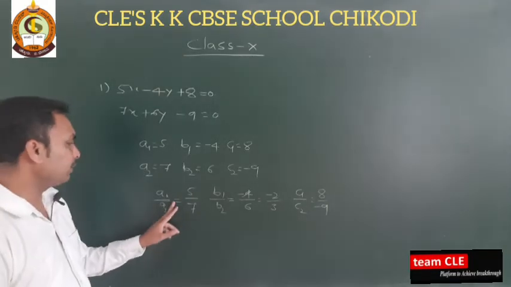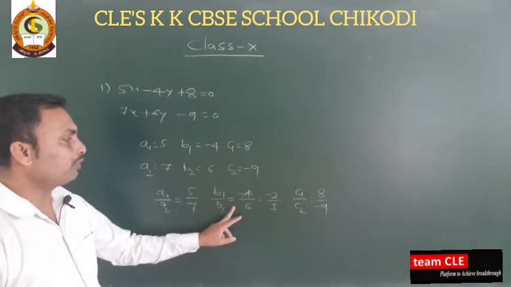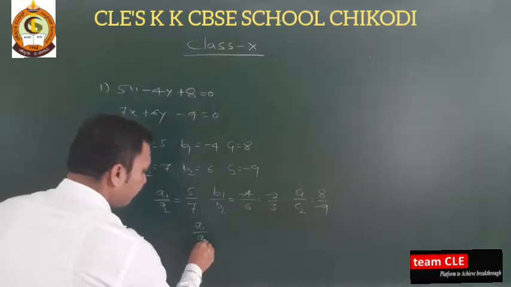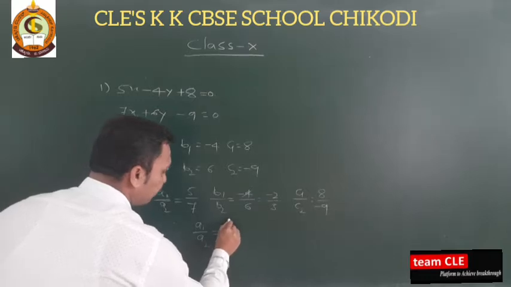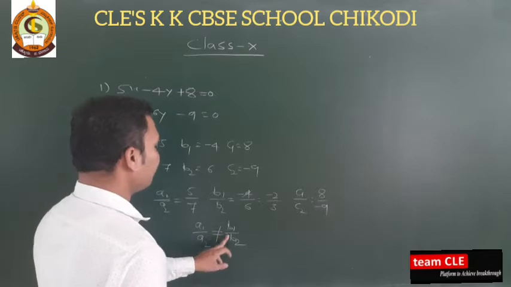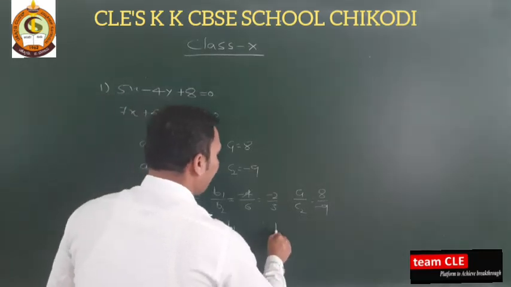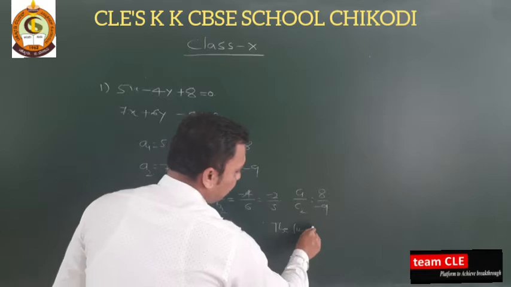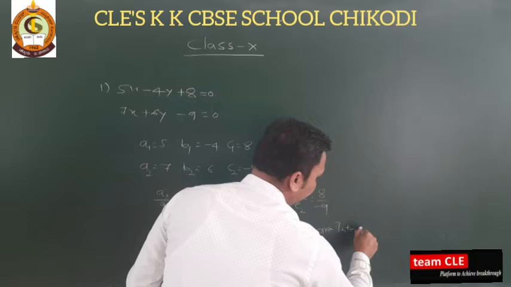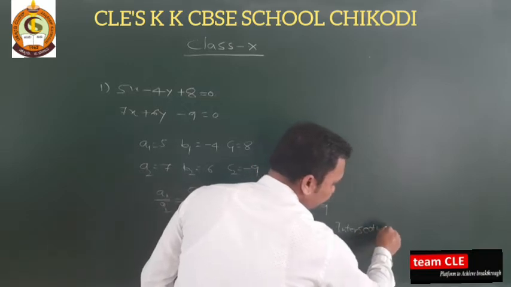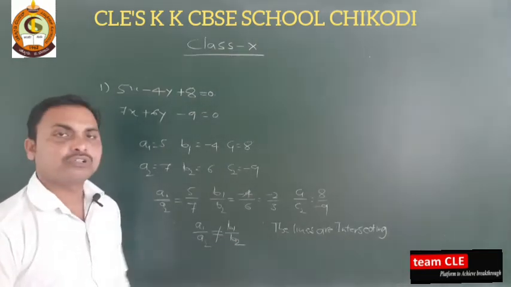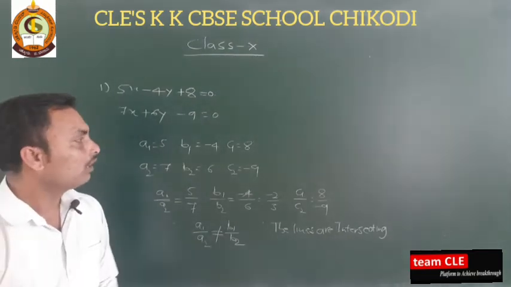You can see, dear students, a1 by a2 is 5 by 7, and b1 by b2 is minus 2 by 3. Therefore a1 by a2 is not equal to b1 by b2. Therefore the lines are intersecting. If a1 by a2 is not equal to b1 by b2, we can say the lines are intersecting.